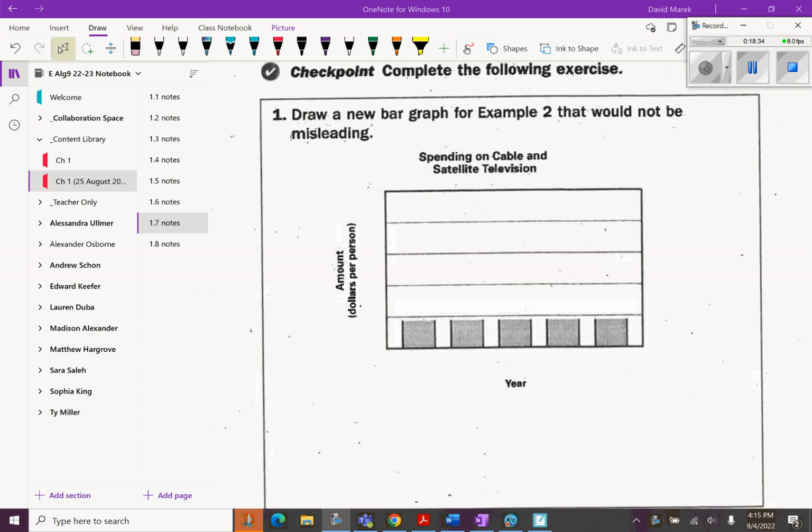Once you've finished your graph, and you don't want to wait for the video to keep playing, you can fast forward up to the 20-minute mark, if you can see the timer down at the bottom there.